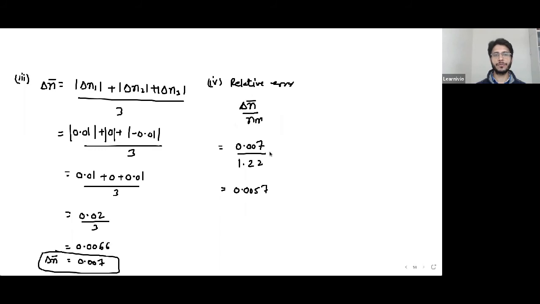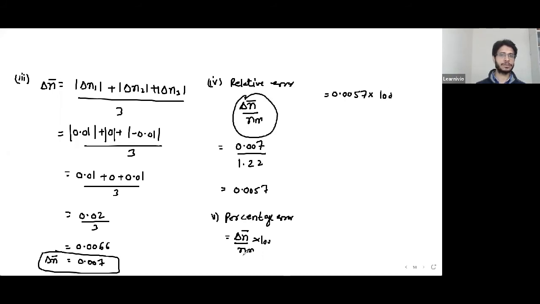After relative error, the fifth one is percentage error. Percentage error is mean absolute error by mean value multiplied by 100. So this is 0.0057 multiplied by 100. This delta n bar by n mean is this. This is 0.0057 into 100. It comes out to be 0.57%.